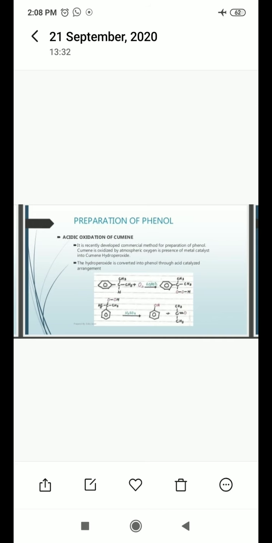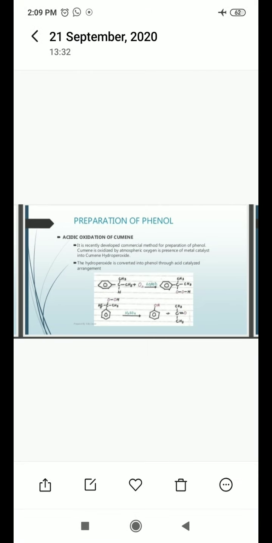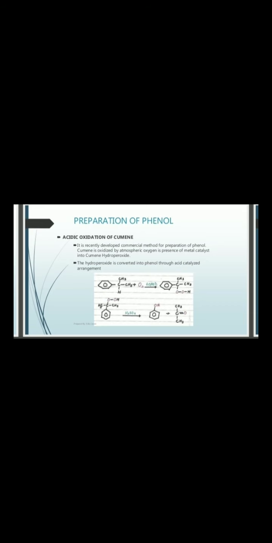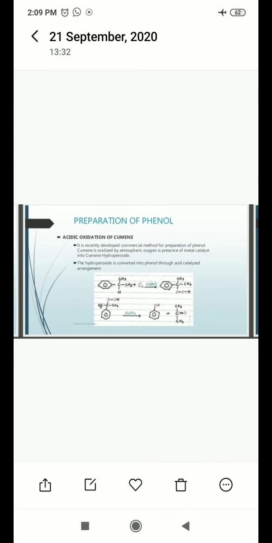The next is the acidic oxidation of cumene. This is a recently developed commercial method for preparation of phenol. Cumene is oxidized by atmospheric oxygen in the presence of a metal catalyst into cumene hydroperoxide. The hydroperoxide is then converted into phenol through acid catalyzed rearrangement. This is a rearrangement type of reaction.